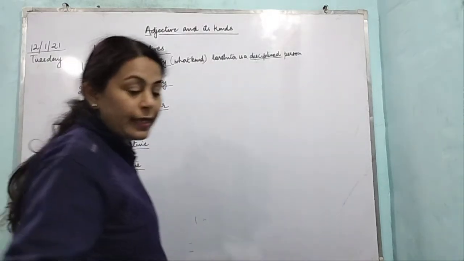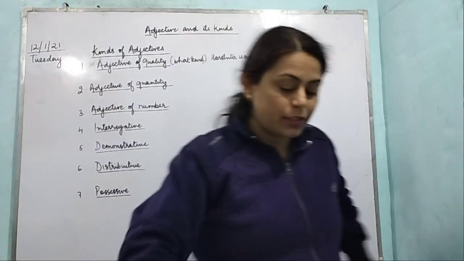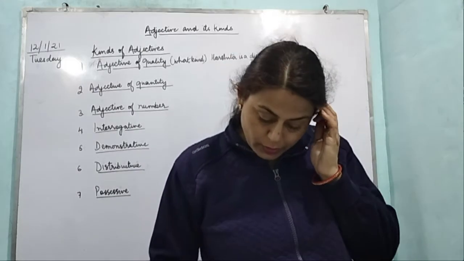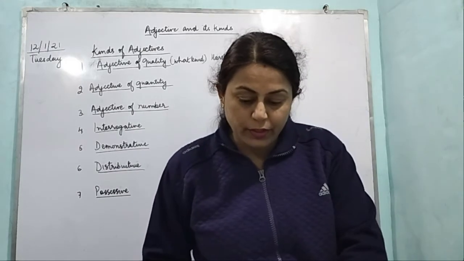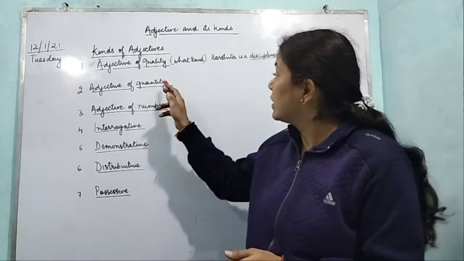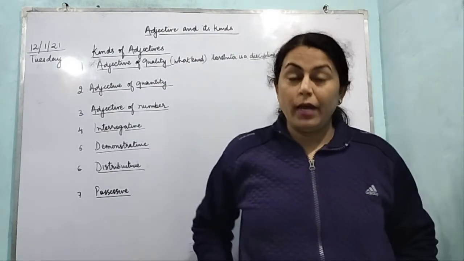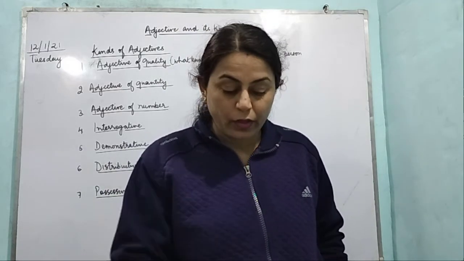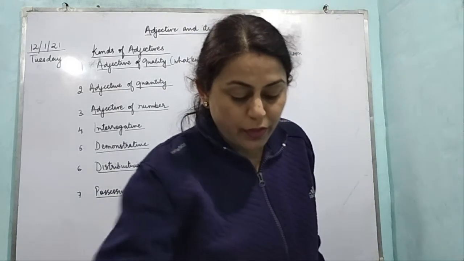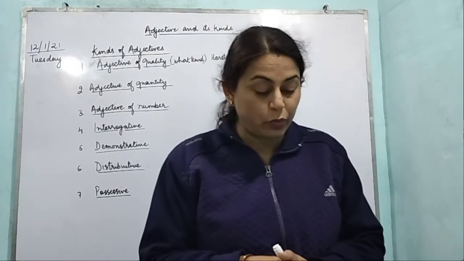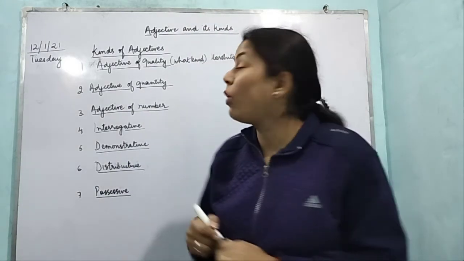Now we come to the next kind, that is adjective of quantity. We have done the first one. Now we will do the second one, adjective of quantity. As this suggests quantity, क्या पता चलता है quantity से? कितनी ज़्यादा है? ठीक है? It indicates the quantity of a noun, uncountable. Quantity क्या होती है? Uncountable. It answers the question how much.